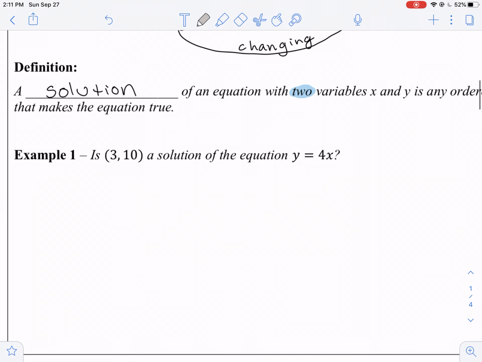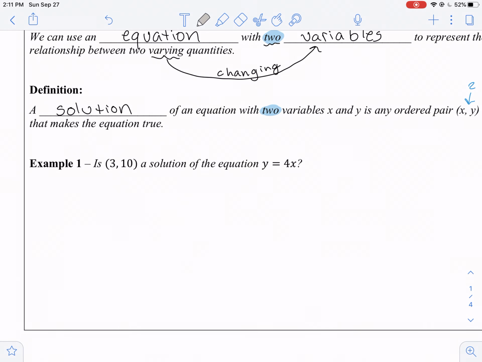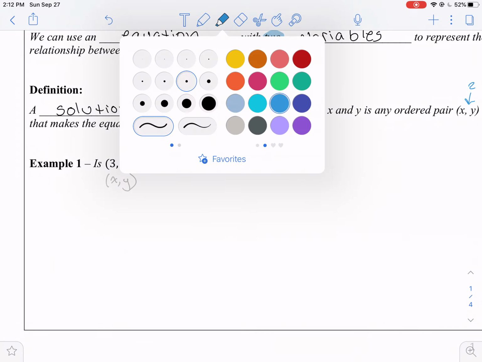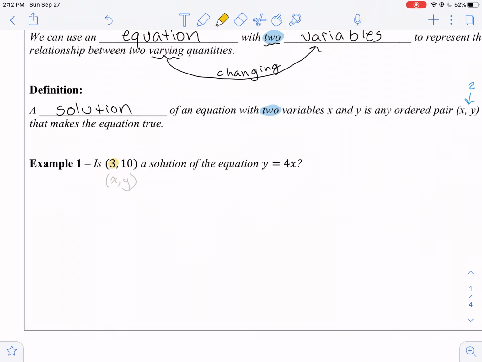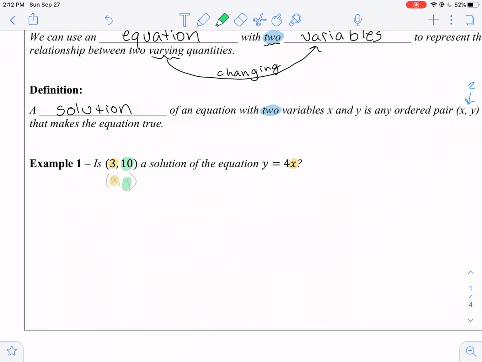So let's check. Is (3, 10) a solution of this equation? So (3, 10), that's going to be our (x, y). x always comes first because it follows the order of the alphabet. So here we go. Let's plug in 3 for our x and plug in 10 for our y and see if that's true. We don't know yet, so we'll use a question mark.